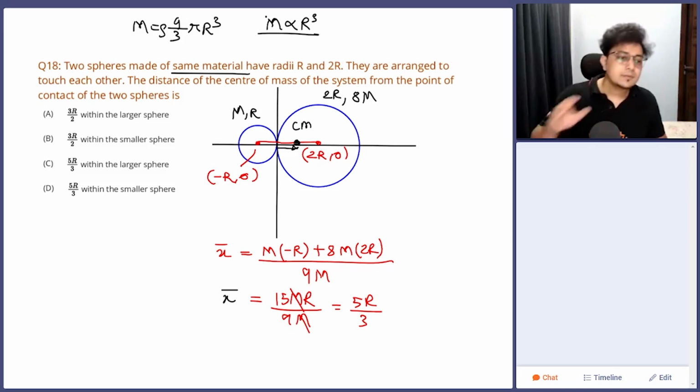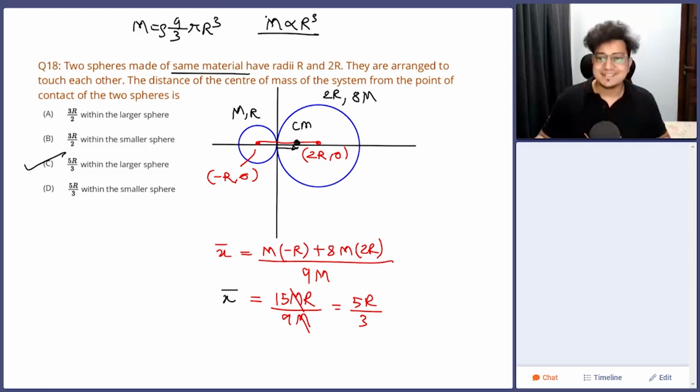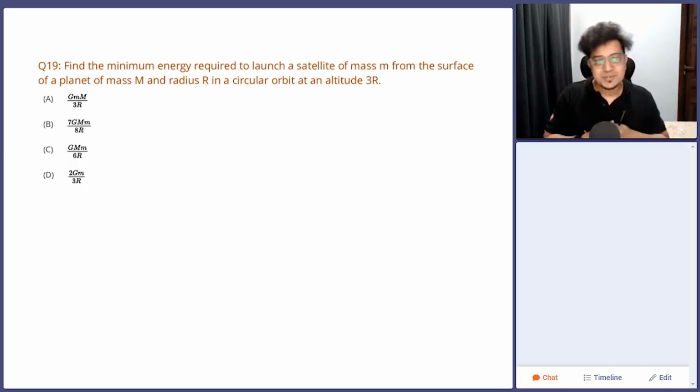and that distance is 5r by 3. So 5r by 3 inside the larger sphere. So C is the correct answer. Correct? Done? Okay, let's move on to the next question.